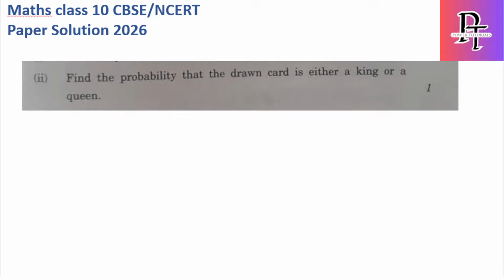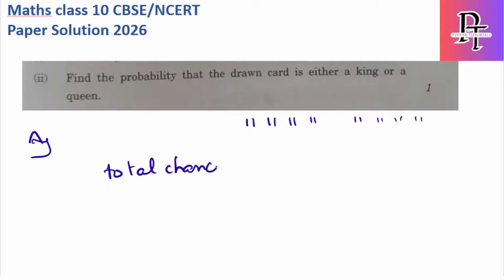Okay, let's see the second one. Find the probability that the drawn card is either a king or queen. Now we're not thinking about the jack card, we're only thinking about king or queen. So two cases. In the first set we have king or queen of heart, king or queen of spade, king or queen of club, king or queen of diamond. In the same way, the second set also has king or queen, king or queen, king or queen, king or queen. So I will write both. Total chances: 101 because 3 are removed. Winning case chances.